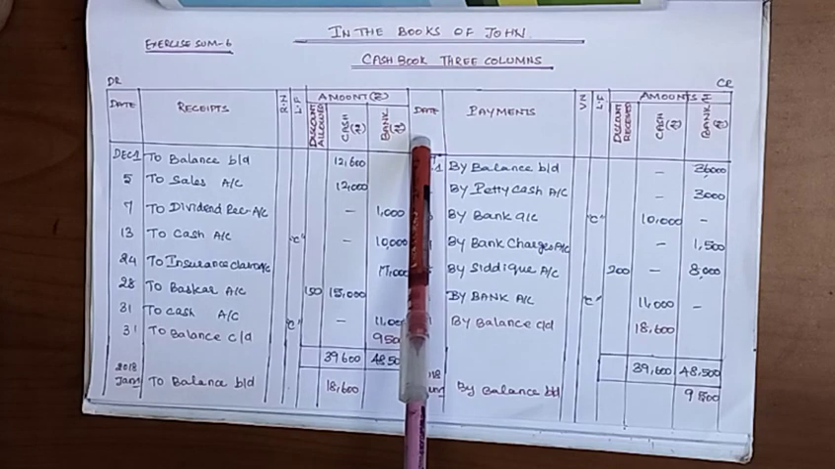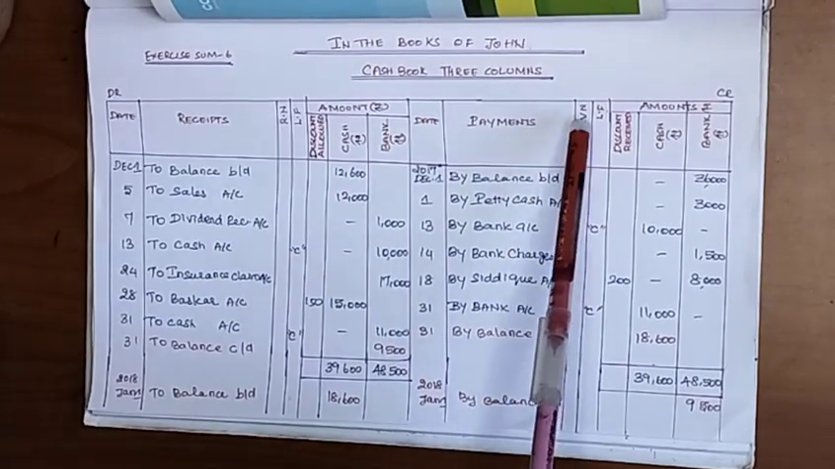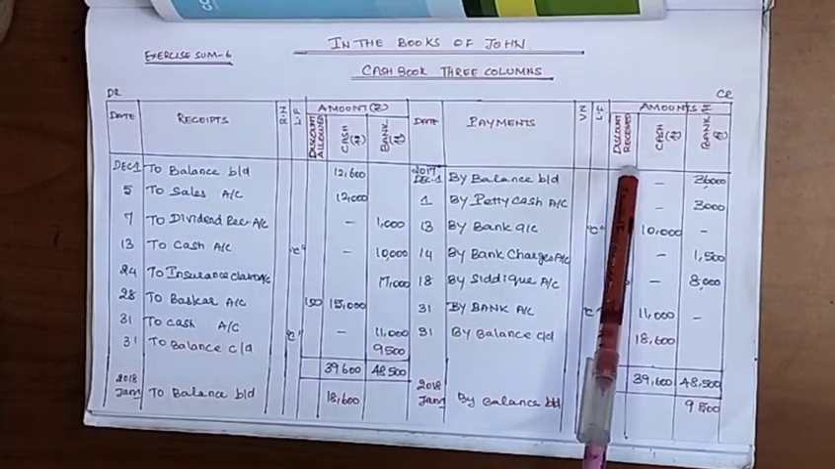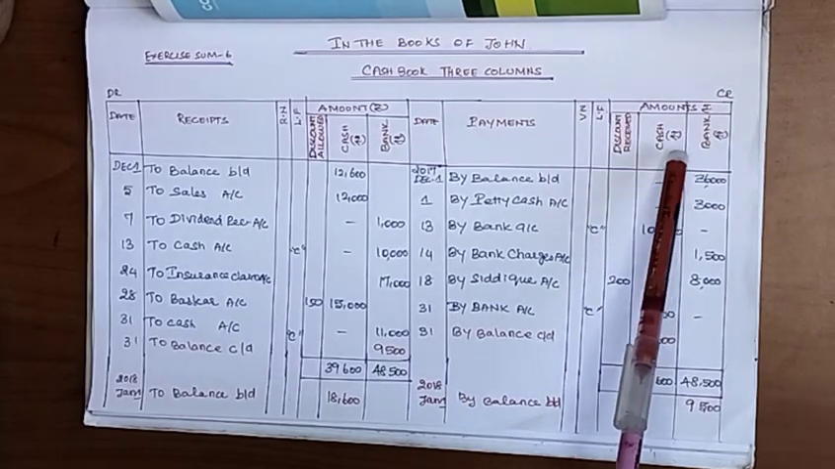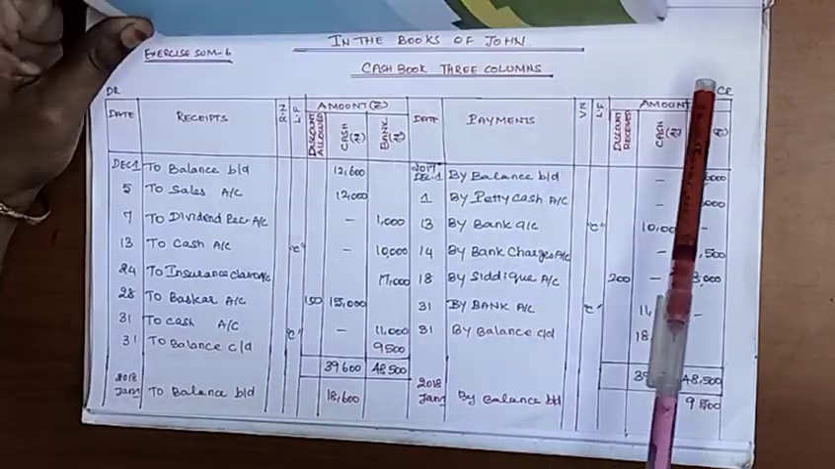On the credit side, the format is date, payments, VN means voucher number, LF means ledger folio. The amount column is divided into 3 columns, that is discount received column, cash column and bank column. Okay, let's see the transactions one by one.